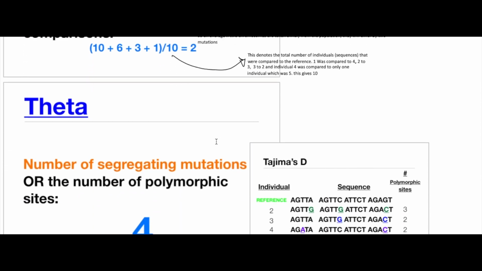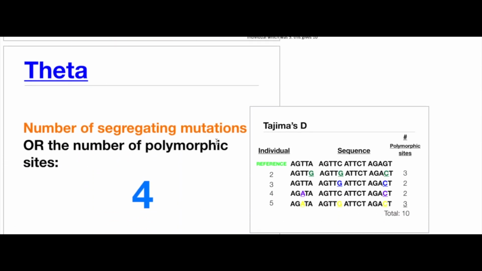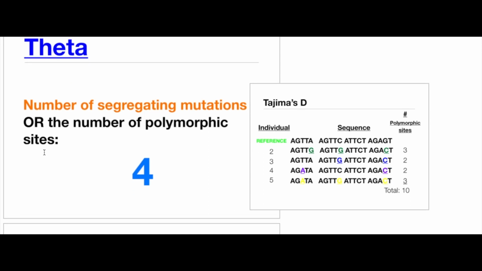So let's see what theta tells us. Theta is the number of segregating mutations, or the number of polymorphic sites. This number is 4. You might be wondering, how did we find 4? So this was the first example we had. And to find theta, we have to look at the number of polymorphic sites. We just have to look in the sequence where we obtained the polymorphic sites.